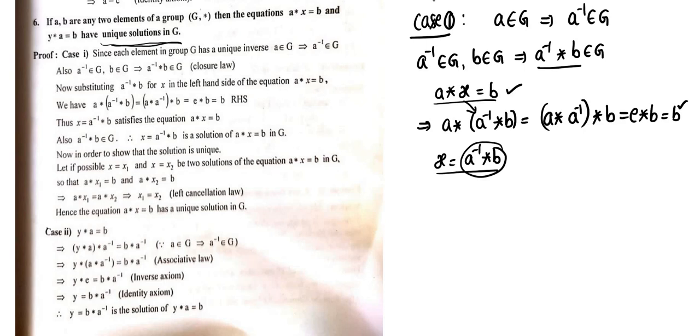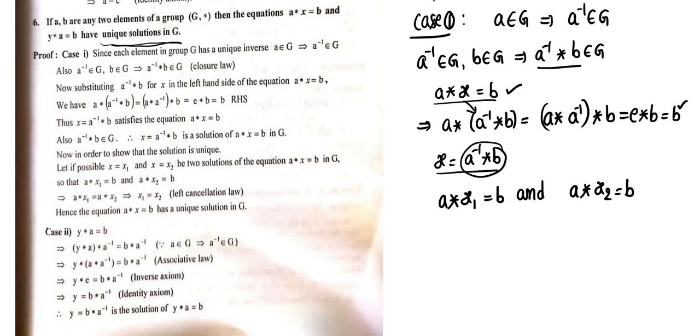Now we want to show that this solution is unique. For that, we take x = x1 and x = x2 as two solutions of the equation a * x = b in G. A solution must satisfy this equation. Here x = x1 is a solution, so if we replace x with x1, we get b only. In the similar way, replace x with x2, then also we get b only.